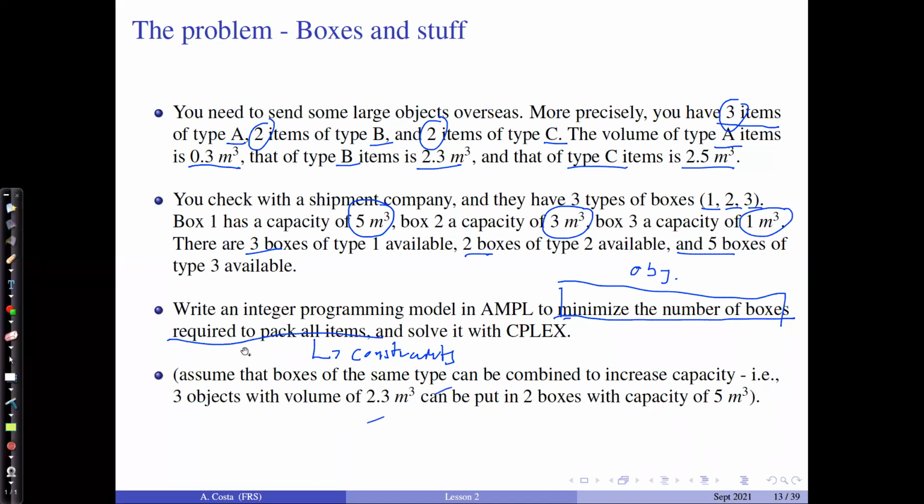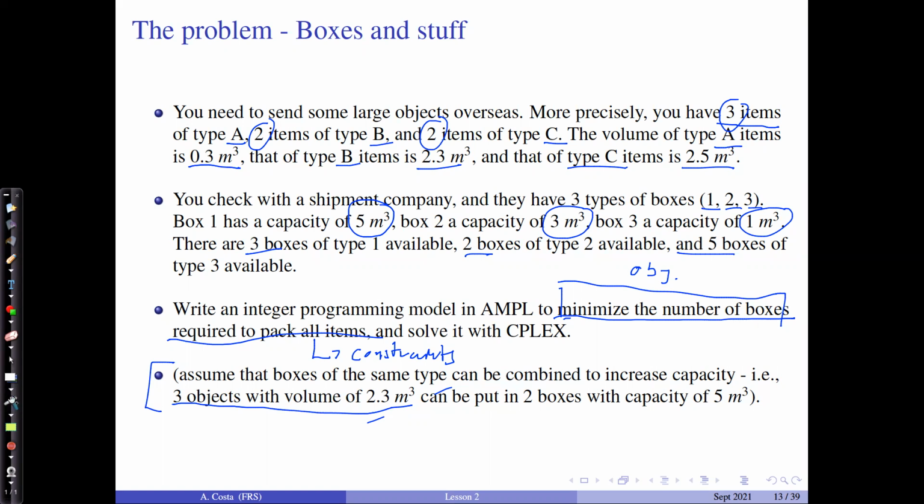And then we have also another thing here. To make the problem a little easier, we say that boxes of the same type can be combined to increase capacity. For example, if I put together two boxes of 5 cubic meters, I can have a capacity of 10. And I can use 10 cubic meters to put, for example, these 3 objects, which would not fit otherwise. So we don't look here at whether we can split or not. We assume, to make it simple, that boxes of the same type can be put together to get a combined capacity.